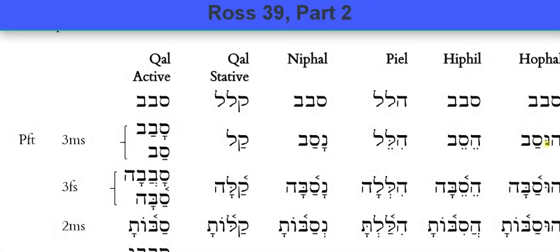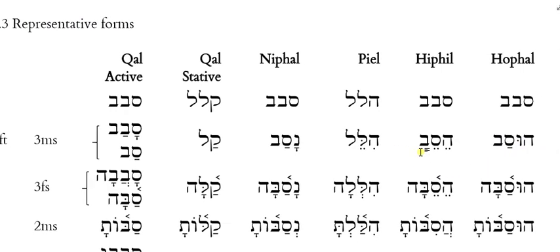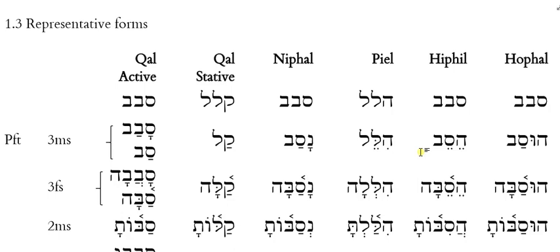So let's take a look at all of these things in one spot now by viewing the representative forms here. Remember, in the Qal stem, we do have a difference between active and stative verbs. Active verbs represent actions, things that you can actually do. Stative verbs represent situations or states of being, emotional states, mental states, things like that. So we have different vowel patterns for these, or we can have different vowel patterns.